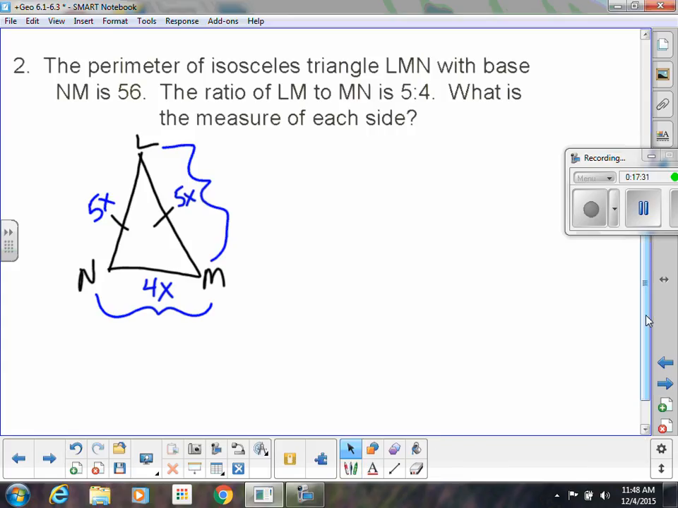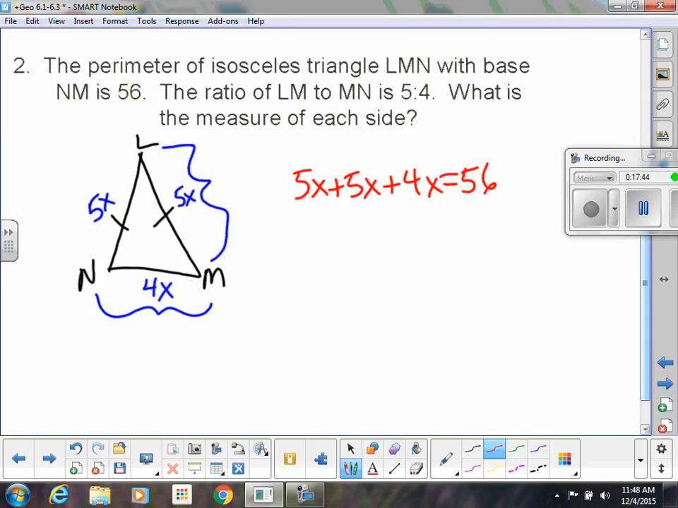And we know the total is going to be 56 because they told us the perimeter is 56. So let's make another equation. 5x plus 5x plus 4x equals our total perimeter of 56. So 14x equals 56, which means x is 4. And then we just plug back in. So if I plug that in, this side is going to be 16, and each of these sides are going to be 20.